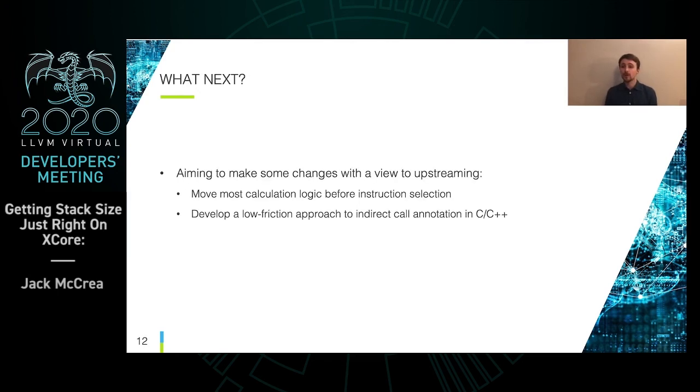So finally, where are we taking this in the future? We already ship this to our users in its current form, but we want to get it to an upstreamable state. To do this, we're planning to move most of the calculations so that it happens before instruction selection, and to rework our front-end changes to make them less XCore specific.